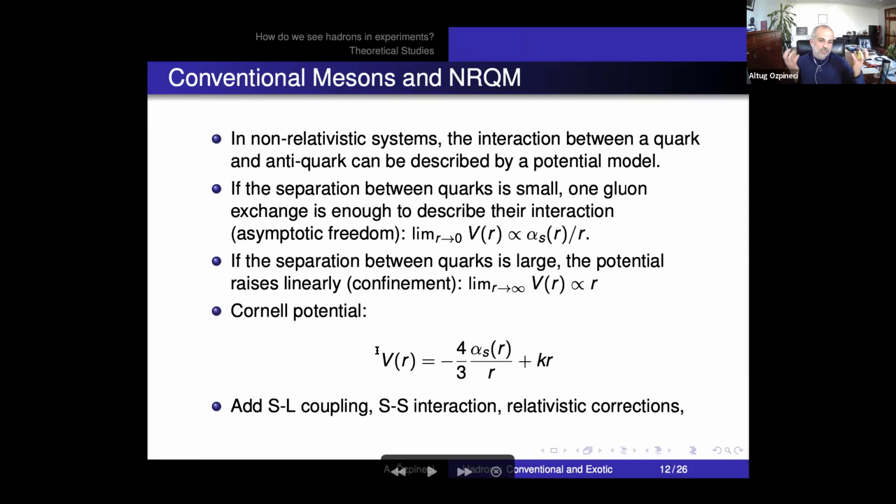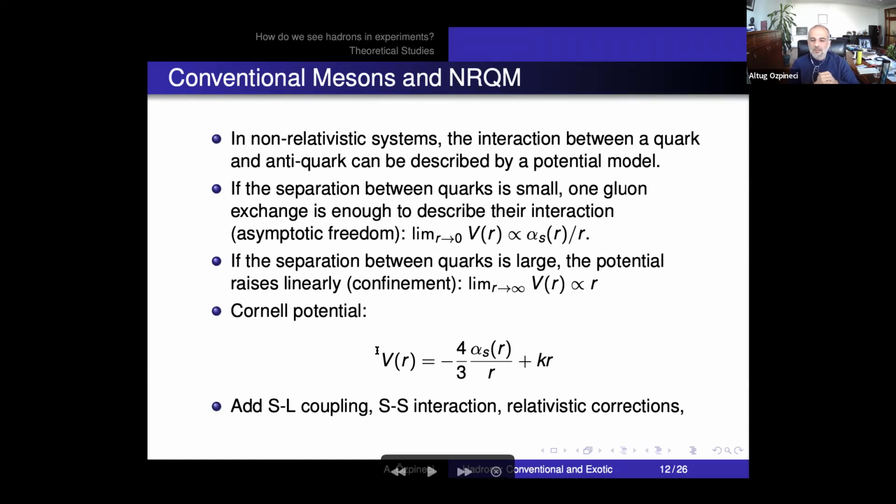So you have 2 charged objects. They should be interacting by some kind of a potential. They will be rotating around themselves. And so how do you describe this? Well, you can write the Schrödinger equation. You need to choose a potential. Well, we don't know what exactly the potential is, but we do know certain limits.